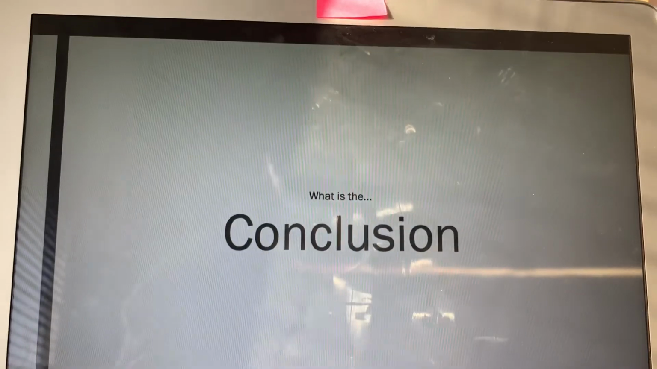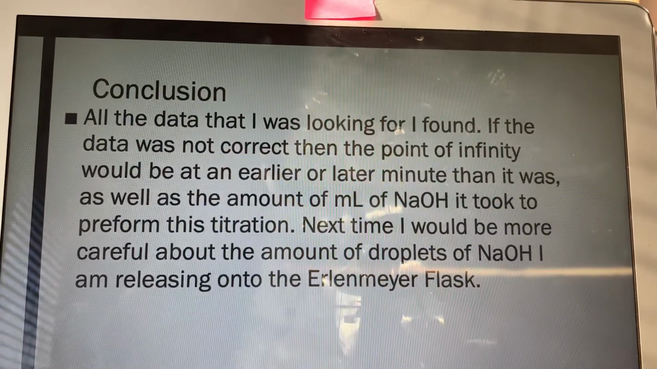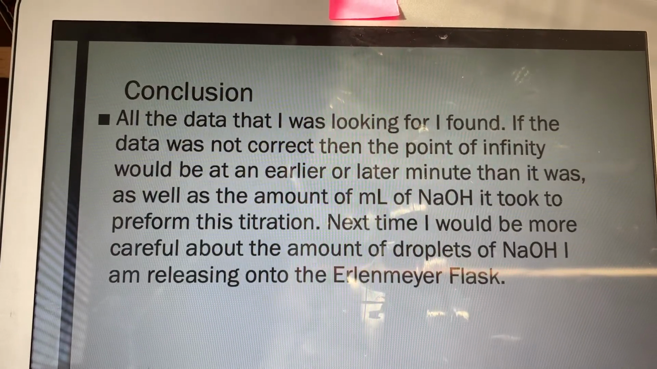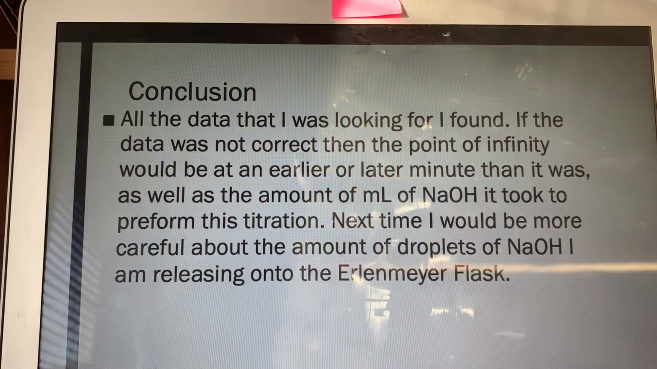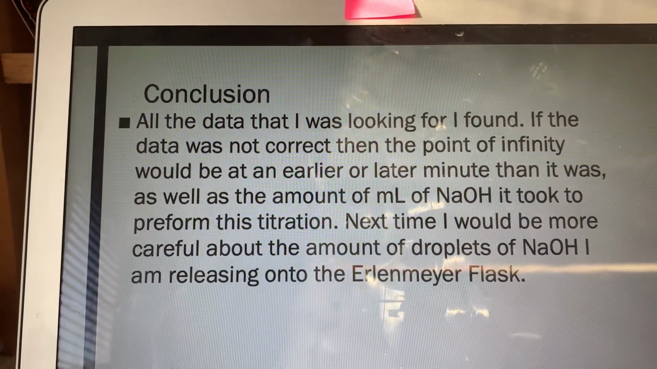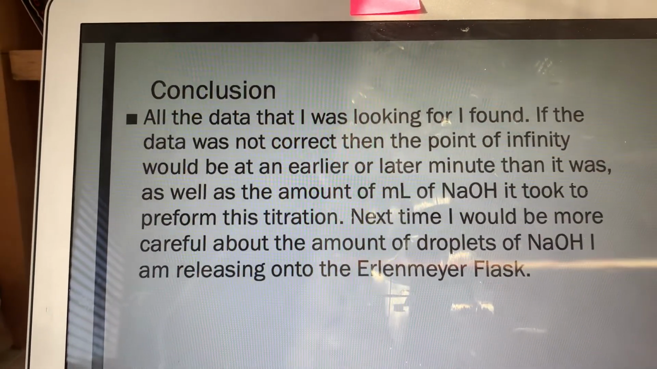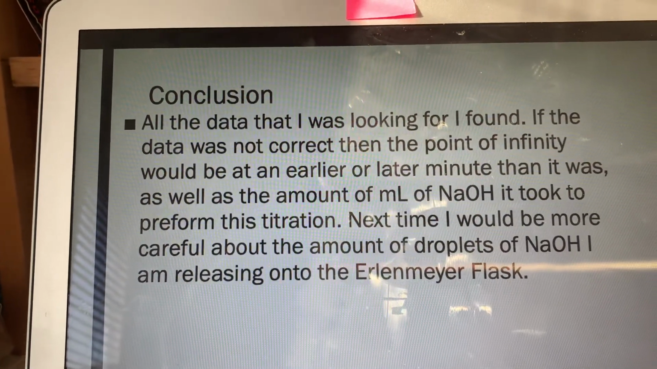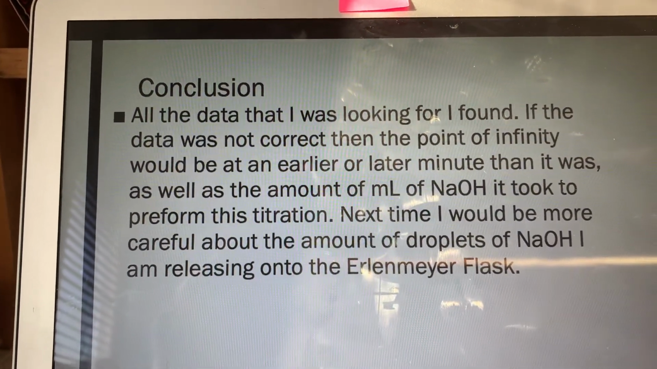What is the conclusion? All the data that I was looking for, I found. If the data was not correct, then the point of infinity would be at an earlier or later minute than it was, as well as the amount of mL of NaOH it took to perform this titration. Next time, I would be more careful about the amount of droplets of NaOH I am releasing onto the Erlenmeyer flask.